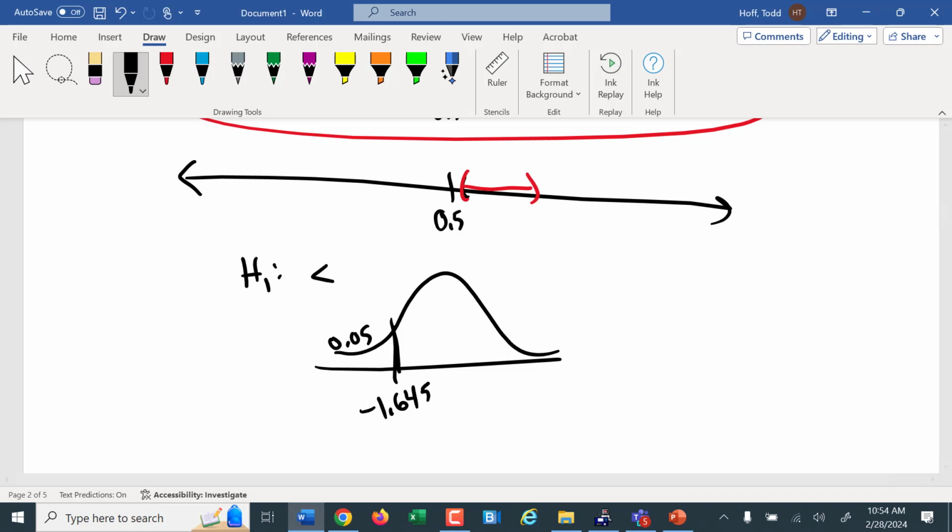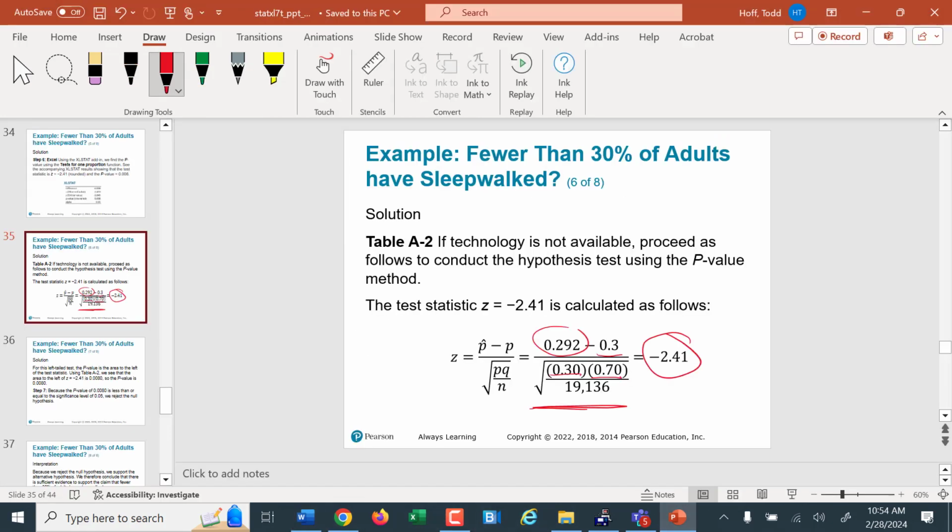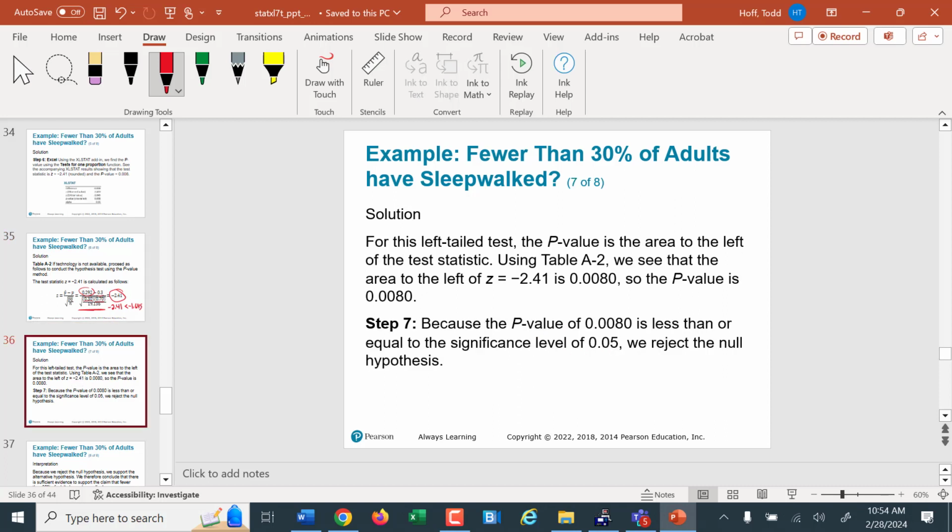And since the alternative hypothesis is less than, we have to have a test statistic less than negative 1.645. Well, our test statistic of negative 2.41 is less than negative 1.645. So this is telling us we have sufficient evidence to reject the null hypothesis in favor of that alternative. So yes, it is fair to say there's evidence to support that less than 30% of people have sleepwalked.